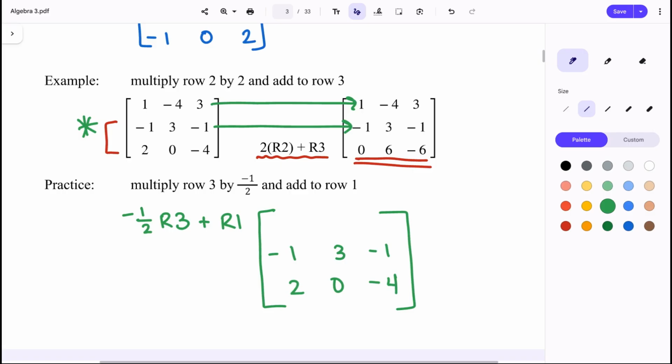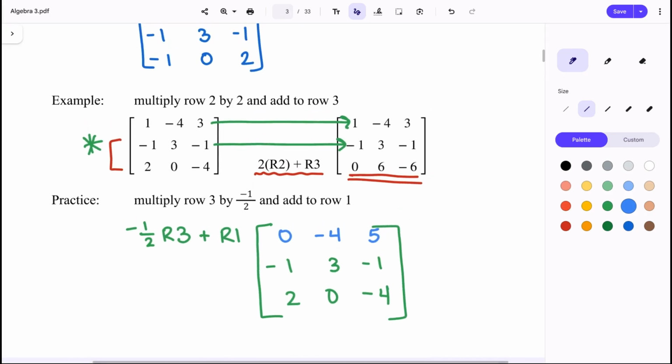So only that top row should change. I want you to take a minute to do that and find those new numbers. So what did you get for new numbers here? 0, -4, and 5.